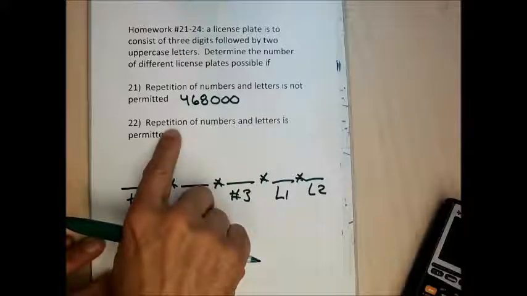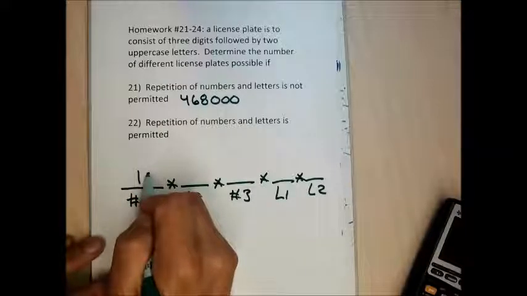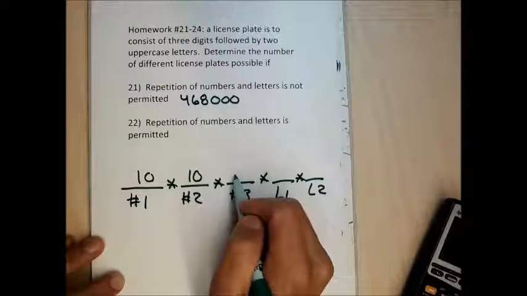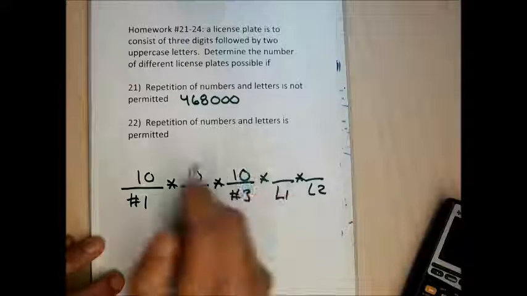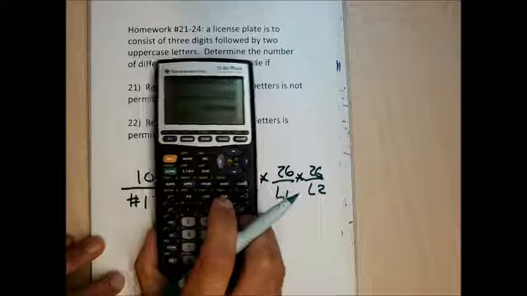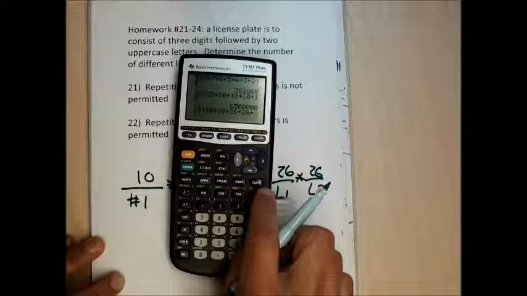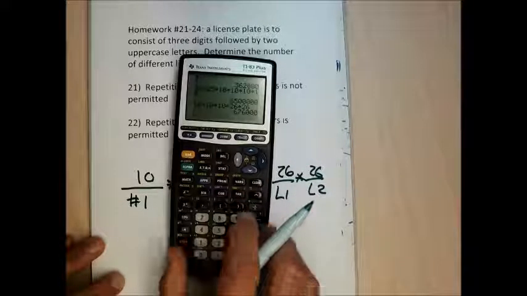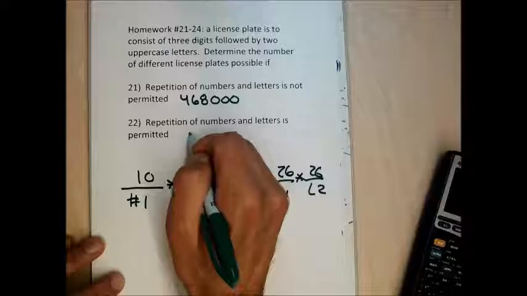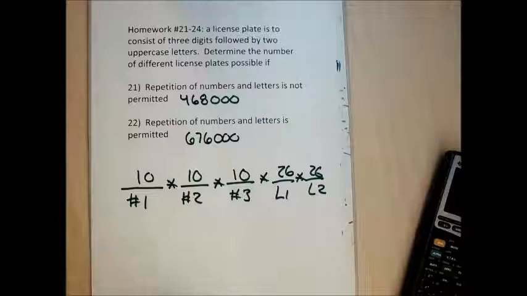My problem 22 says repetition of numbers and letters is permitted. So for the numbers, there's going to be 10 digits for each. And then for the letters, there's going to be 26 for each. That's going to be 10 times 10 times 10 times 26 times 26 times 26, and I get 676,000 possible. Hopefully, without me doing 21 for you, you're able to do it.